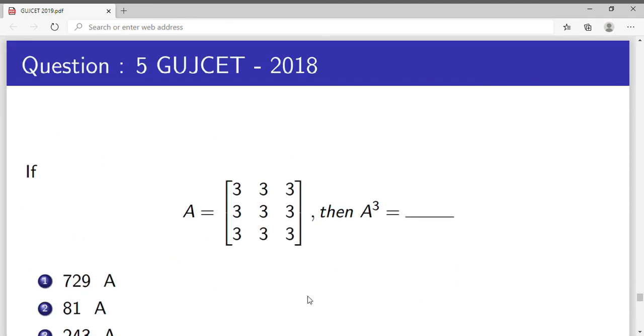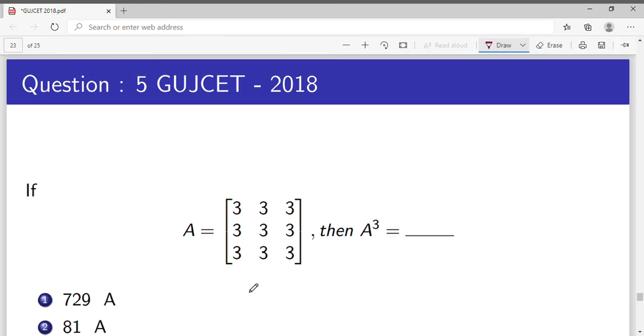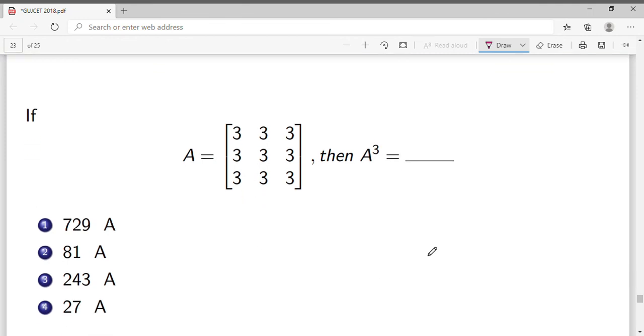Question number 5, Gujarat 2018. If matrix A equal to first row 3, 3, 3, second row again the same 3, 3, 3 and third row is 3, 3, 3, then A cube equal to blank. Here 4 options are given. First option is 729A, second option is 81A, third option is 243A and fourth option is 27A.